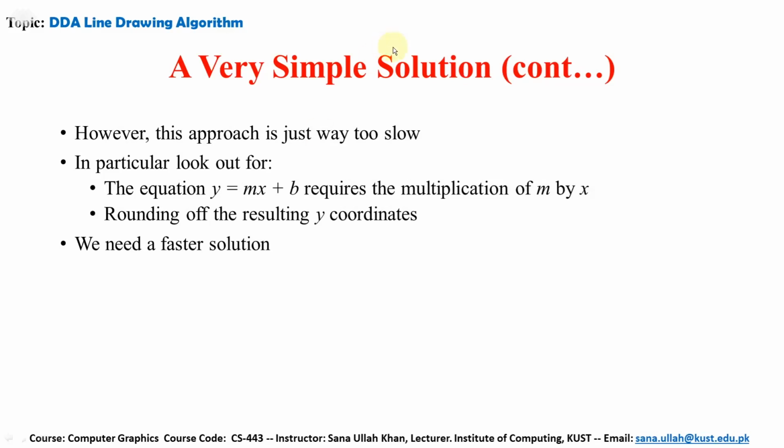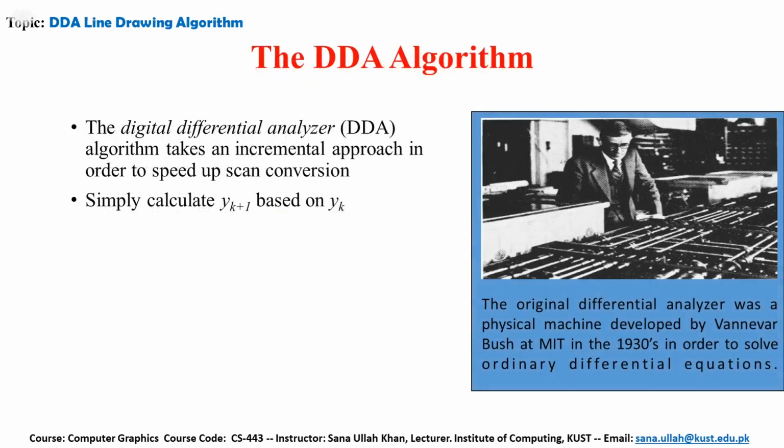This is a very simple solution. However, this approach is just way too slow. It is impractical, because when we calculate the m value and b, after this we calculate the value of y, and then round the figure. So it is too time consuming. We need a faster solution. For that purpose, the DDA algorithm has been introduced. DDA stands for Digital Differential Analyzer algorithm. It takes an incremental approach in order to speed up scan conversion.